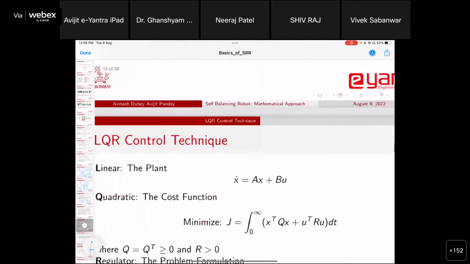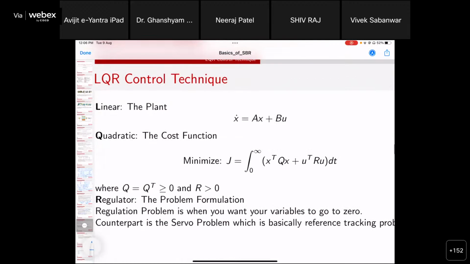Now what is the LQR control technique? In the LQR control technique, basically it is an optimal control technique where we have some cost function, which is the thing we have to minimize. Basically, any optimal strategy means minimizing some performance index based on your system. So here we have to minimize this cost function J, which is given by this integral from 0 to infinity of x transpose Qx plus u transpose Ru.